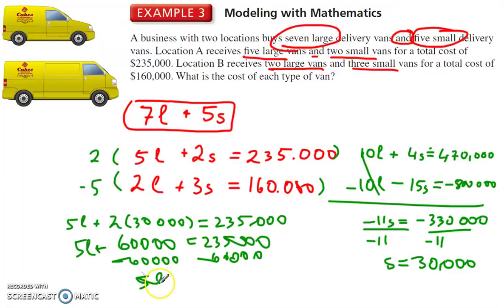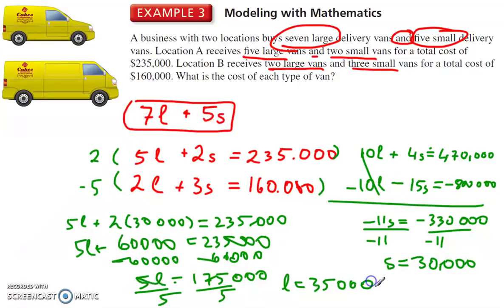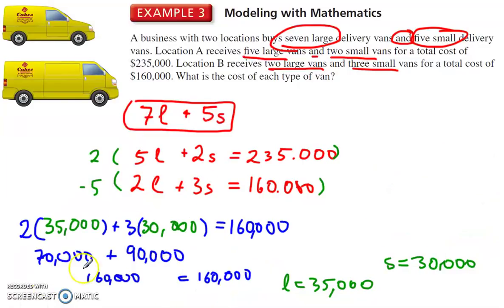And 5 large vans are equal to 175,000. And divide 175 by 5. And 1 large van is equal to $35,000. All right. And then you can plug that back in to check to see whether you are correct. And ta-da! Yes, we are correct.